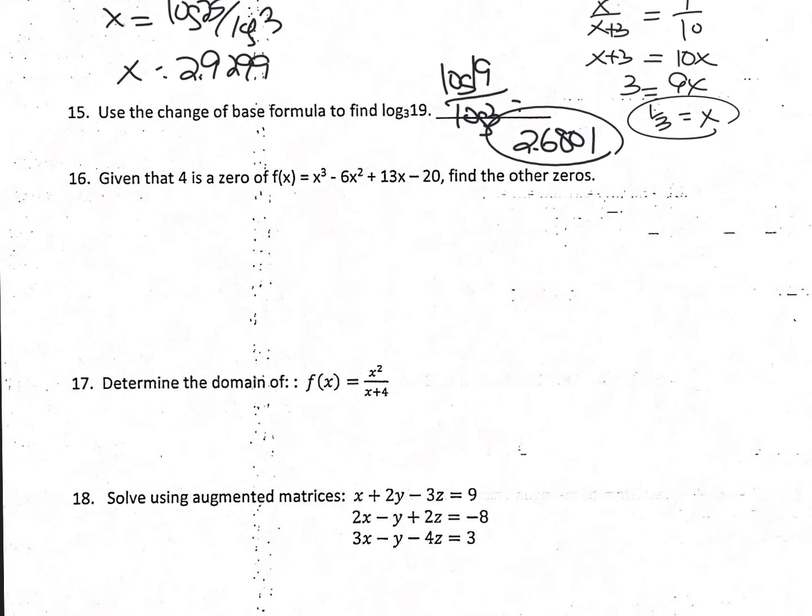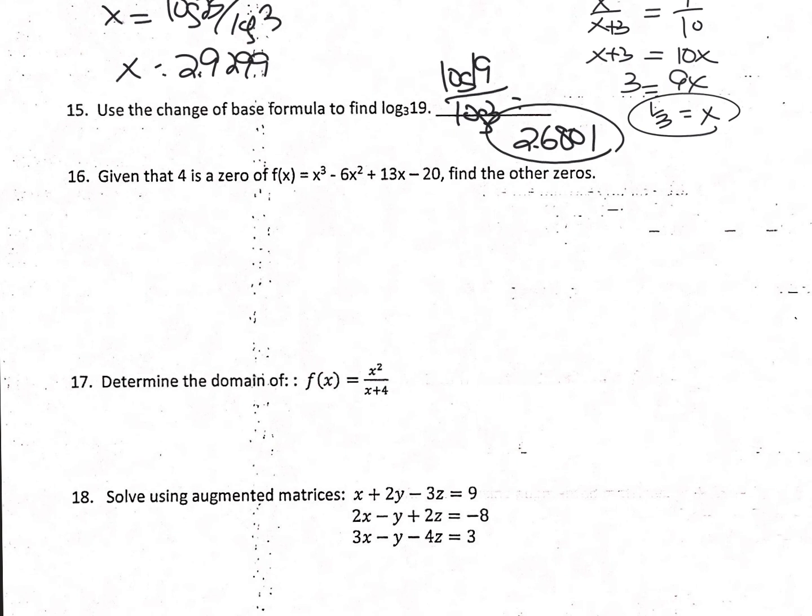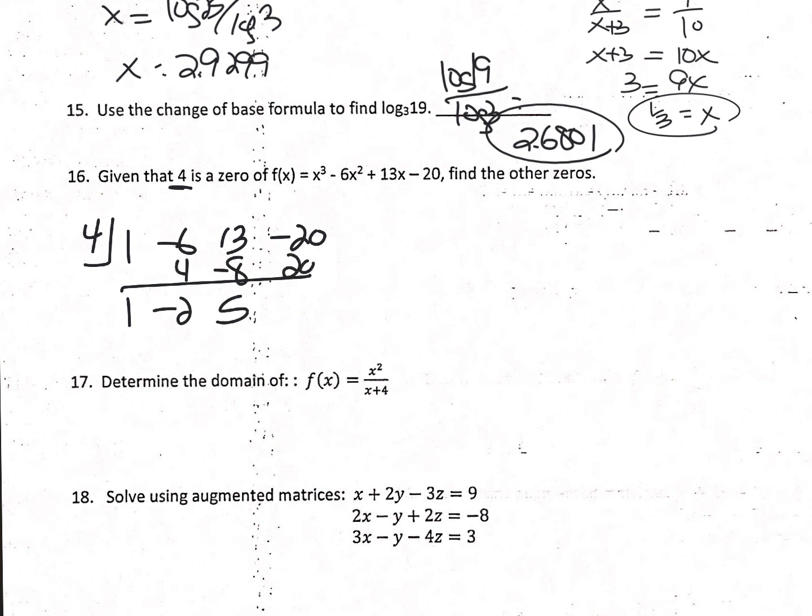Couple more here. 16. It's telling you one big hint. 4 is a zero, so I'm going to go ahead and put 4 in the box, which means it's going to work. I'm going to get 0 at the end when I do this. So I'll bring the 1 down. 1 times 4, add. -2 times 4, add. 5 times 4. Sure enough, I get 0.